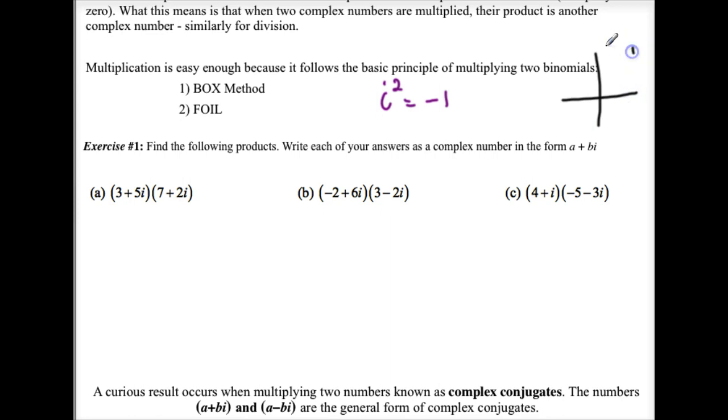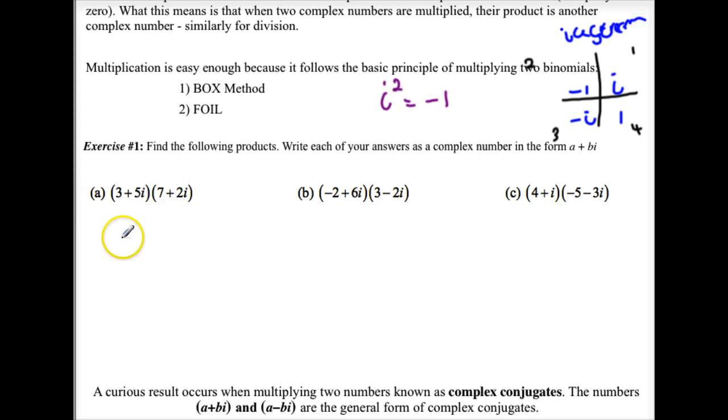So really quick, remember our ice cream scoops? We had 1 scoop here, 2 scoops here, 3 scoops, and 4 scoops. We said this was my i, this is my -1, this is -i, and this becomes +1. So that's my little ice cream scoop.